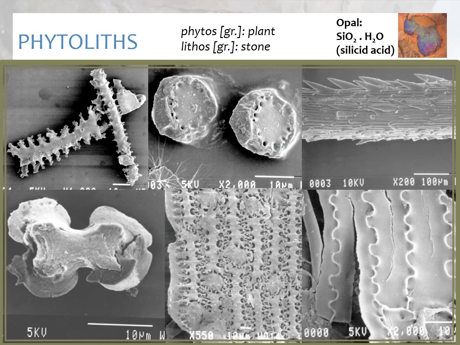Phytoliths can be shortly described as opal that formed intra- and intercellularly in plant organs. Techniques used to determine the different shapes are light and electron microscopy.